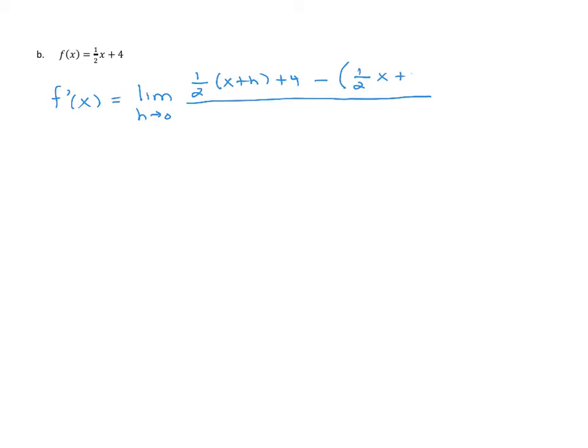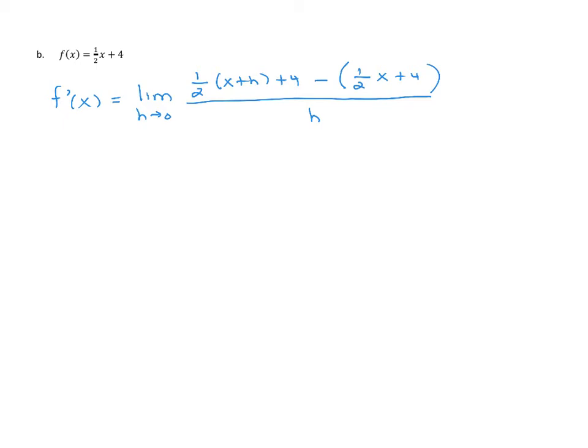So if I want to find f prime of x for this function, I'll take the limit as h goes to 0 of, okay, any place I see an x, I'm first going to put an x plus h. So that's 1/2 times x plus h. Okay, and now I'll add 4. I then have to subtract the entire function, so I want to use parentheses here. So I'm subtracting 1/2 x plus 4. And I'll divide the whole thing by h.